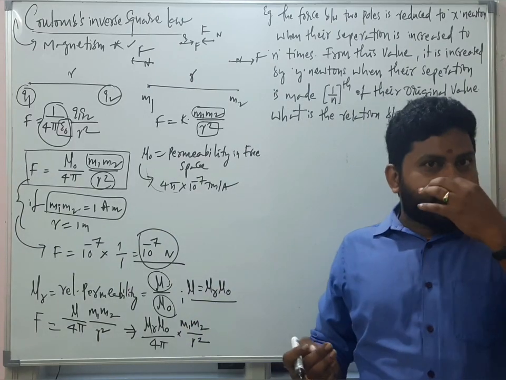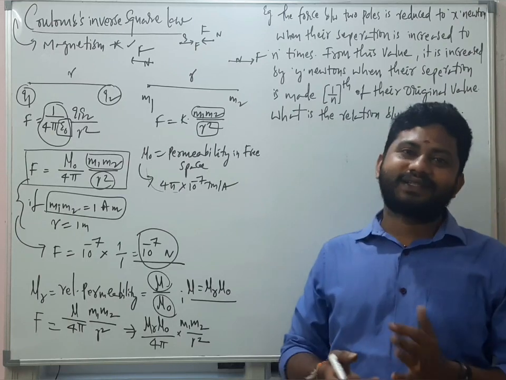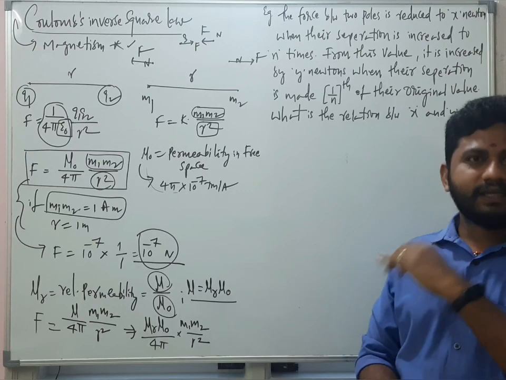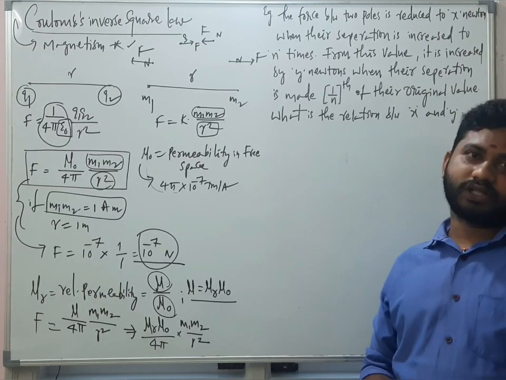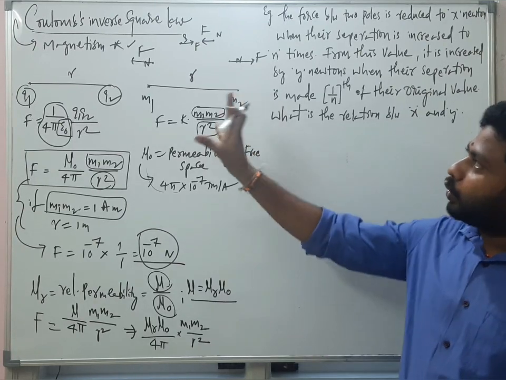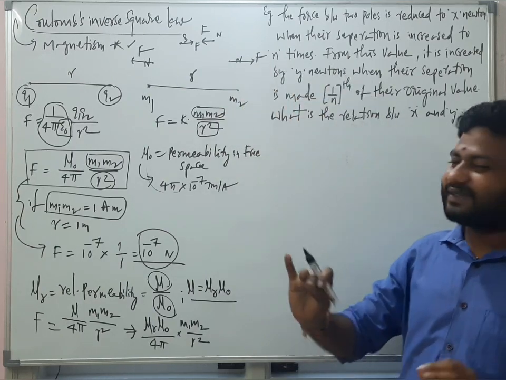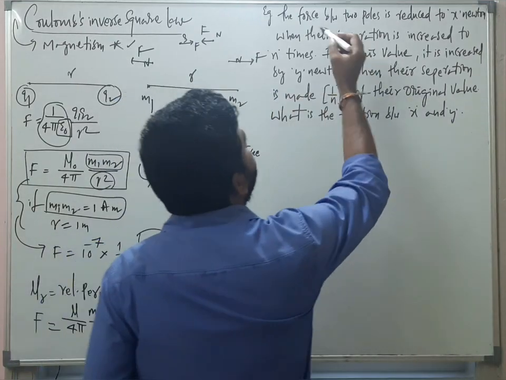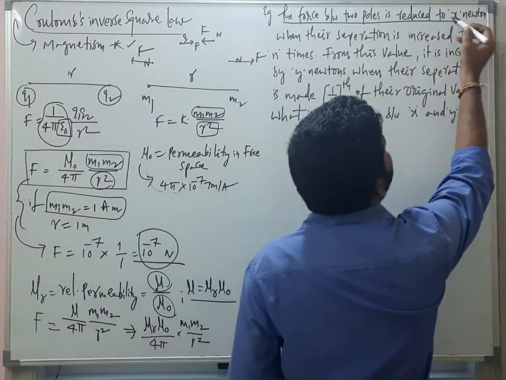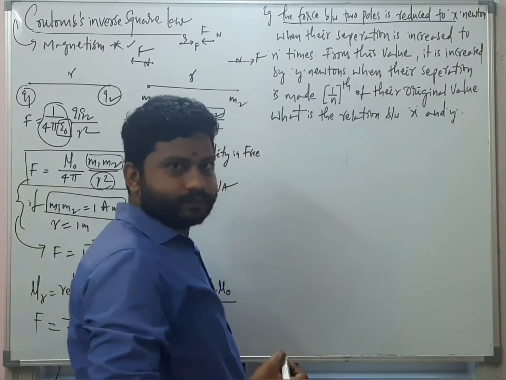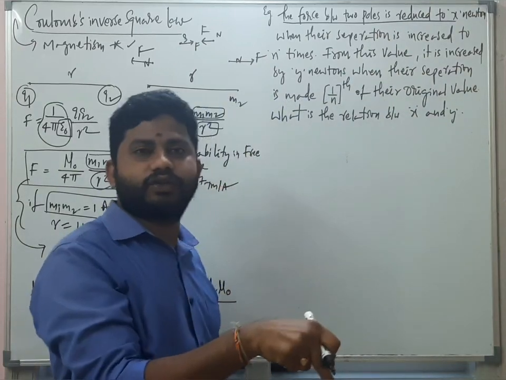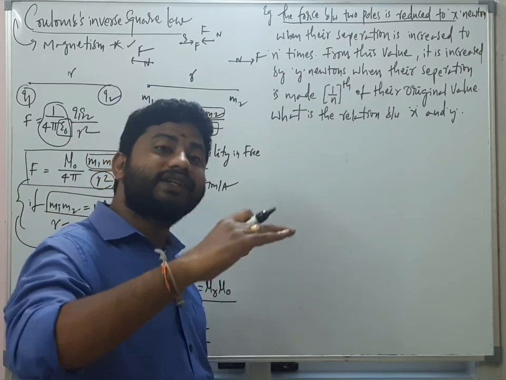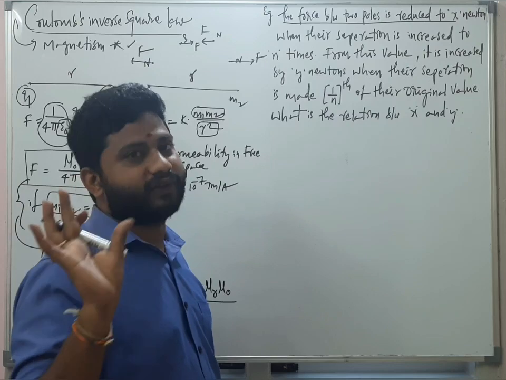In Coulomb's law, you might have solved so many numericals in electrostatics based on Coulomb's law and even based on the null point. Here, one basic question based on the Coulomb's inverse square law in magnetism we will discuss here. Look at the question. The force between the two poles is reduced to x newtons. It's not reduced by. Reduced to or increased to means a given value is the final value.